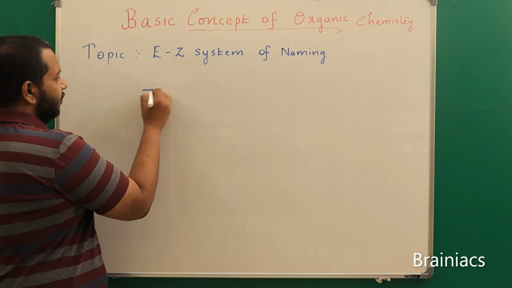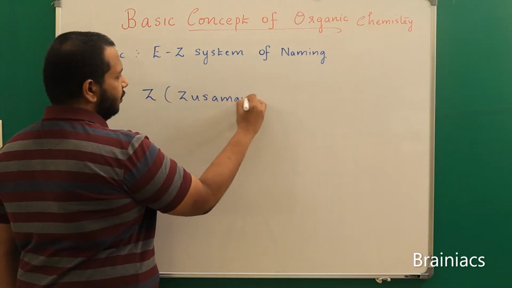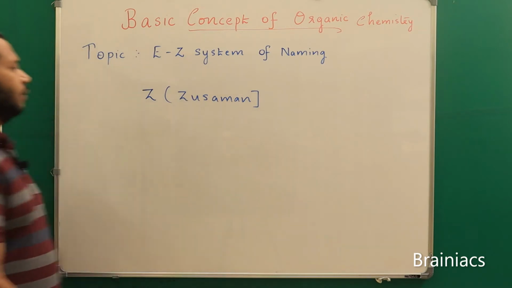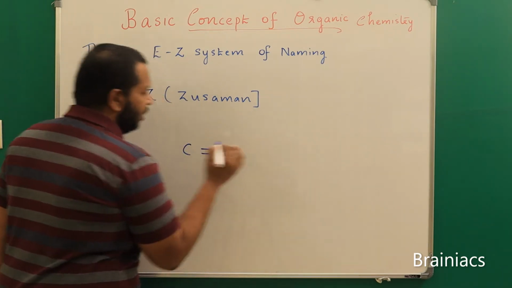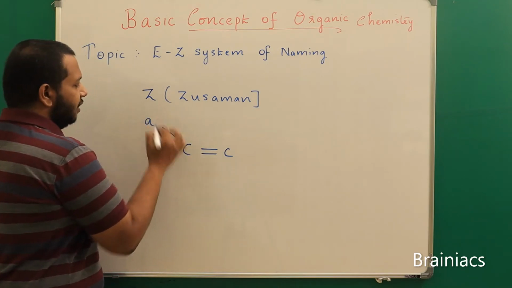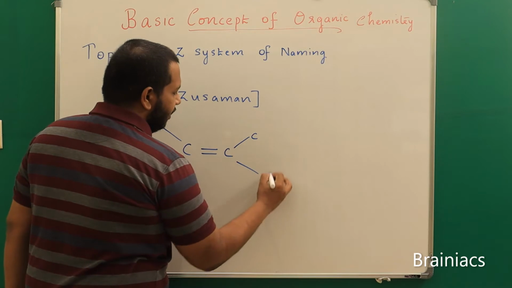Okay, so next is Z, or we say that as Zusammen. In the Zusammen system, again it is the same case. You have a C double bond C, and here you could see A is here, B is here, and you have 4 different groups, C and D is here.